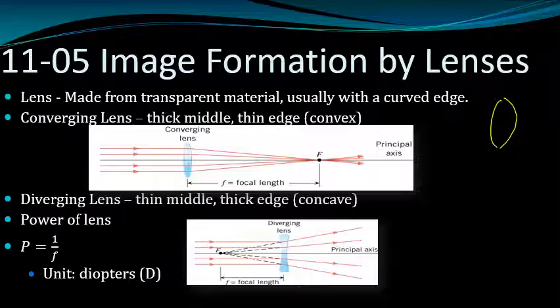Power of a lens is 1 over f. f is the focal length, as you can see in the picture, and the power is measured in diopters, or capital D. So if you have glasses, your prescription is some amount of diopters. The focal length, f, is the distance from the lens to the point where all the rays of light converge.